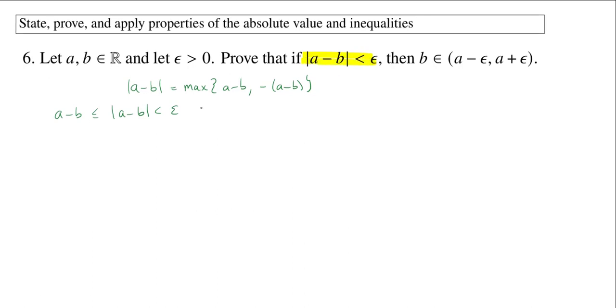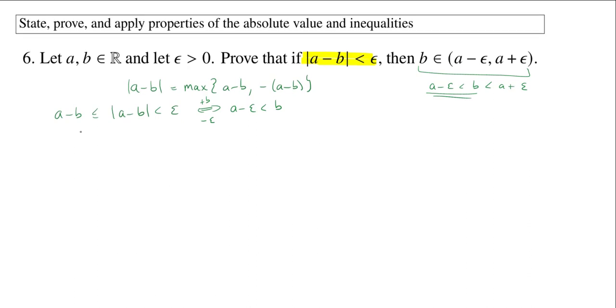And so if I add b to both sides and subtract epsilon from both sides, I'm going to end up with a minus epsilon is less than b. And that's kind of the first half of this here, right? We could think about this as saying b is between a minus epsilon and a plus epsilon, and we've just proved the left-hand side.